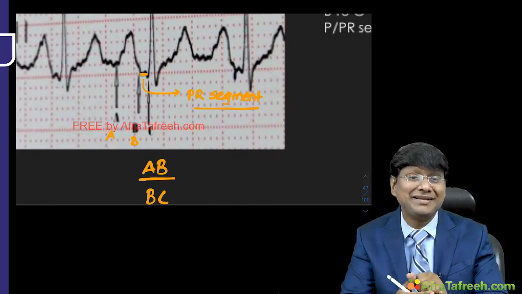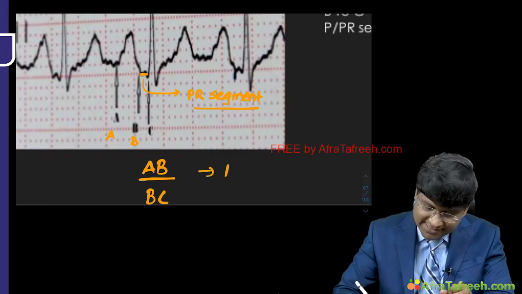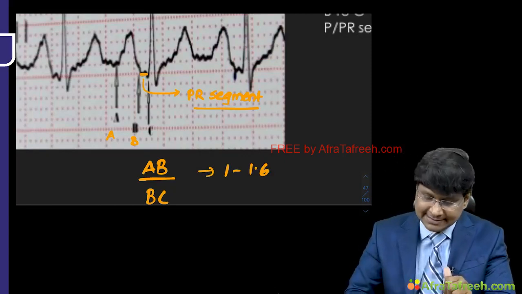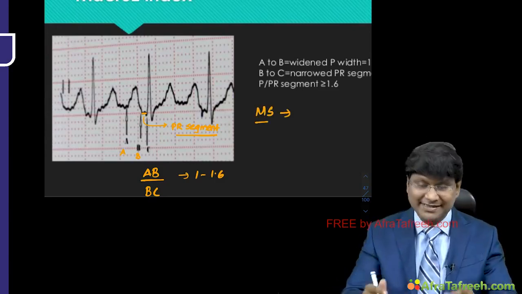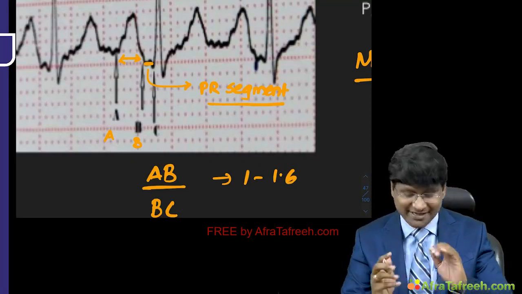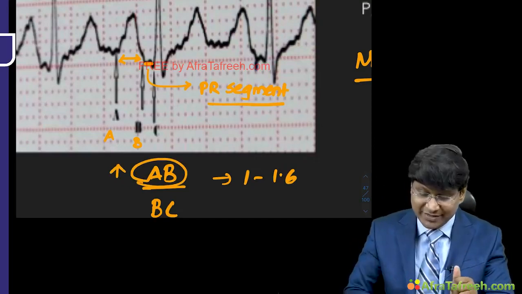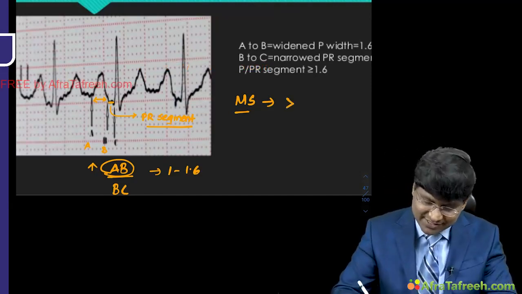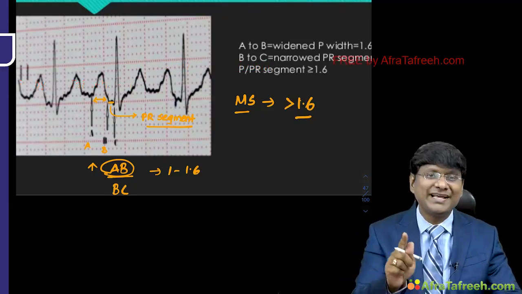Now, what is the normal Macrous index? The normal value is around 1 to 1.6. Now, whenever there is mitral stenosis, what will happen to the duration of the P wave? The duration of the P wave will be increased. That means what will happen to your AB value? AB value increases in mitral stenosis. So when the AB value increases, and the normal value is around 1 to 1.6, in mitral stenosis it will be more than 1.6.